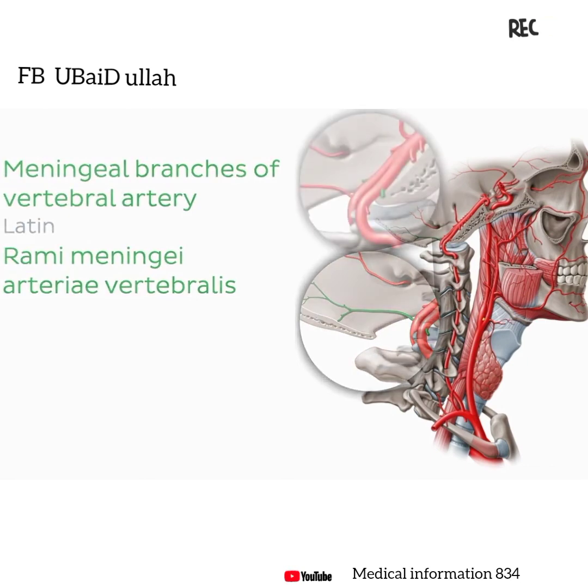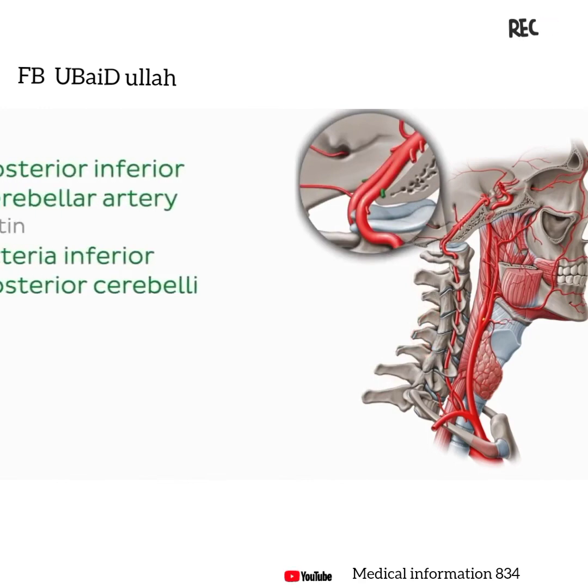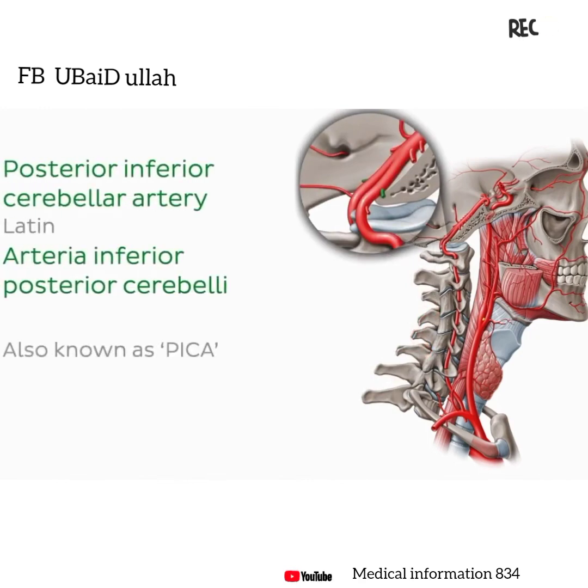Moving on from the V4 segment, we next come to the posterior inferior cerebellar artery, also sometimes abbreviated as PICA. It arises from the vertebral artery before it converges with its contralateral counterpart.